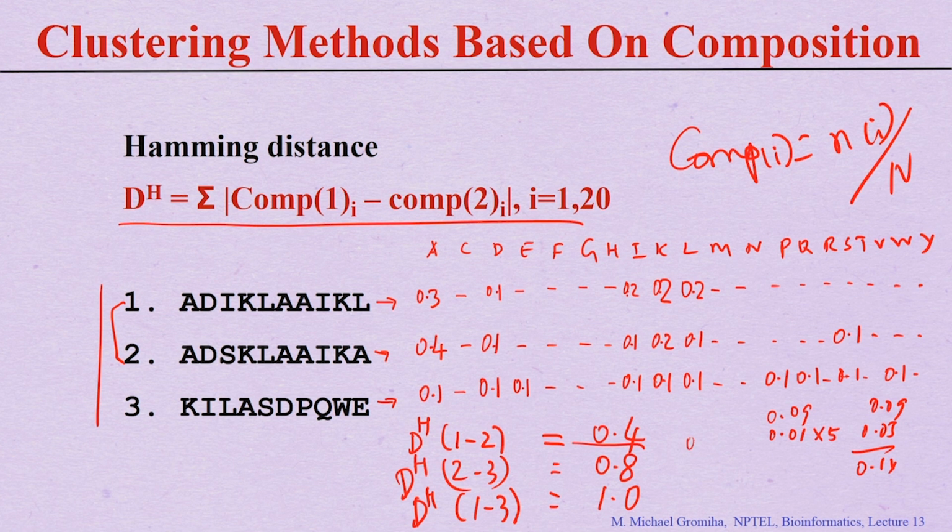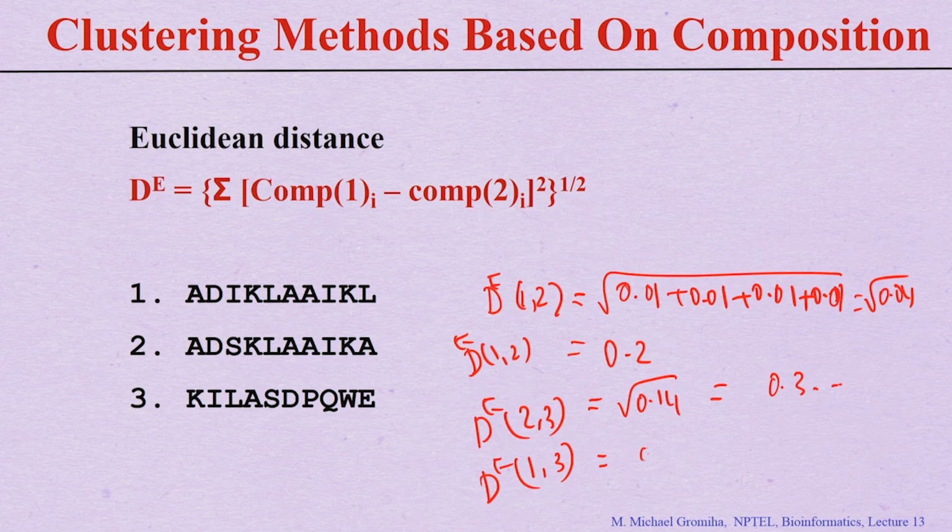So 0.04, this is 0, this is 1, 2, 3, 4, 5, 6, 7 times, right, 0.01 into 7, so 0.11, so 0.11, this is equal to 0.3 something. So then this is the closest one. Here also you can find the Euclidean distance, and you can see this is the closest among these 3 sequences.